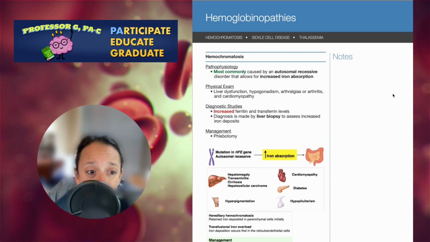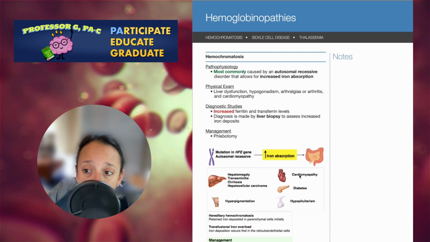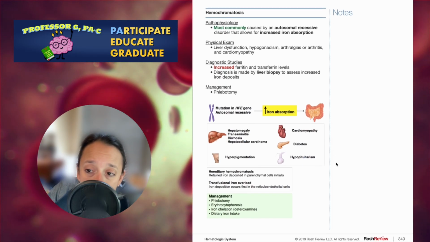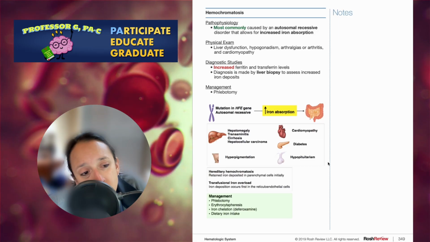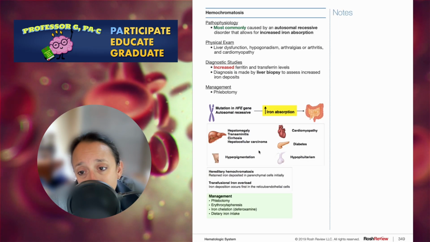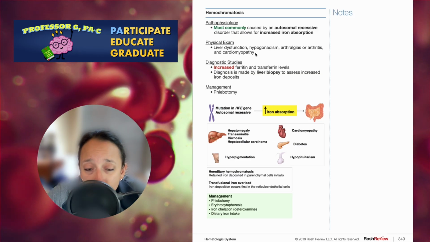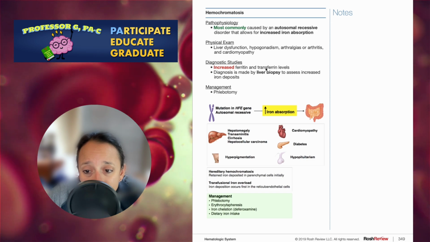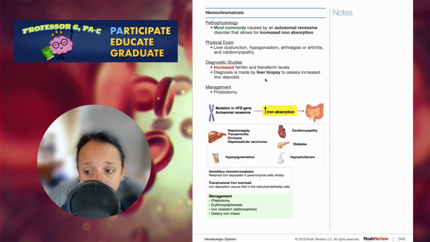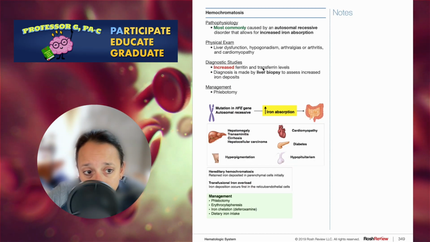Extra iron doesn't leave the body very easily, so it deposits in some of the organs that we see down here. And this leads to a characteristic triad known as bronze diabetes. That refers to things like cirrhosis, diabetes mellitus, and hyperpigmented skin. They can also have fatigue, arthralgias, cardiomyopathy, and lab findings are going to show an elevated serum iron, increased ferritin, and a high transferrin saturation, so usually above 45%.